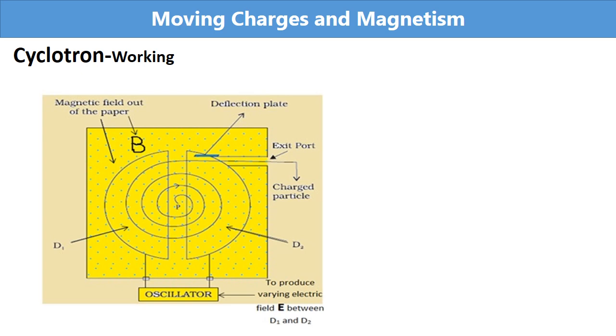If a positively charged particle is emitted from the source when D2 is negative and D1 is positive, then it will accelerate towards D2 because it is negatively charged. As soon as it enters D2, it is shielded from the electric field by the metallic chamber. Inside D2, it moves at right angles to the magnetic field. Therefore, it describes a semicircle inside the D.